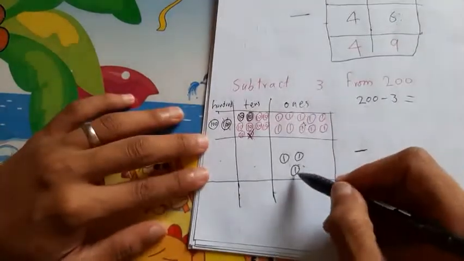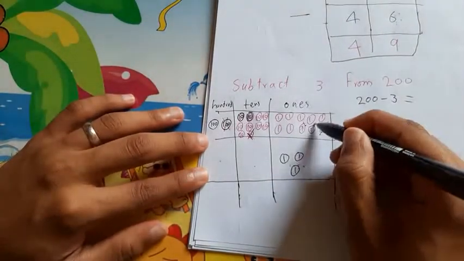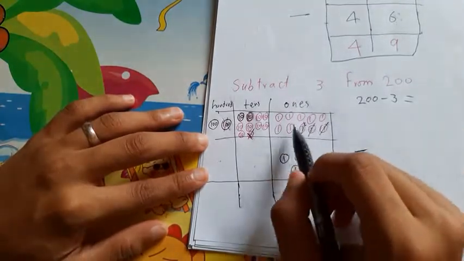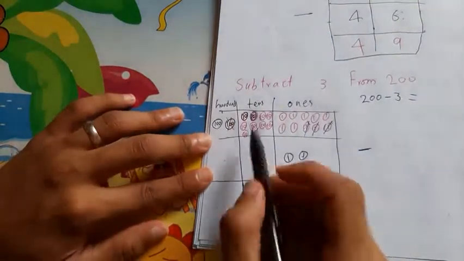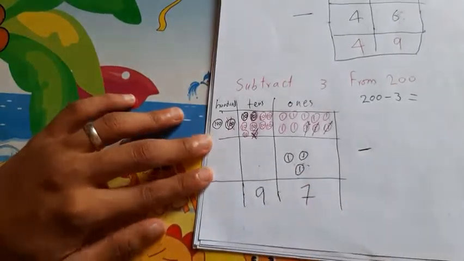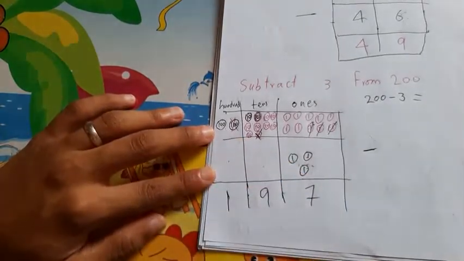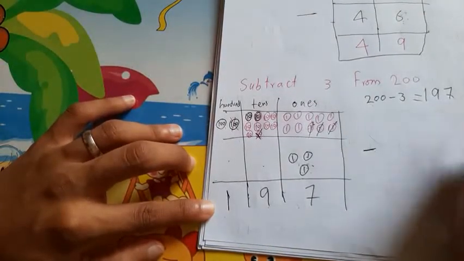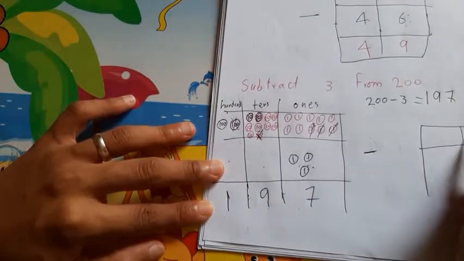Now, can I take 3 from the 10? Yes. So I'm going to take 3. 1, 2, 3. This 3, I took it from here. Then how many ones left? 1, 2, 3, 4, 5, 6, 7. 7. How many tens here? 1, 2, 3, 4, 5, 6, 7, 8, 9. How many hundreds are in the hundreds? I have 100. So what is the answer? 197. 197 is the answer.